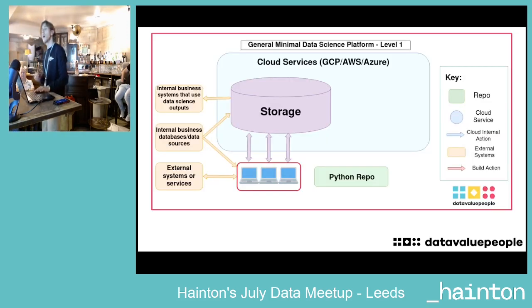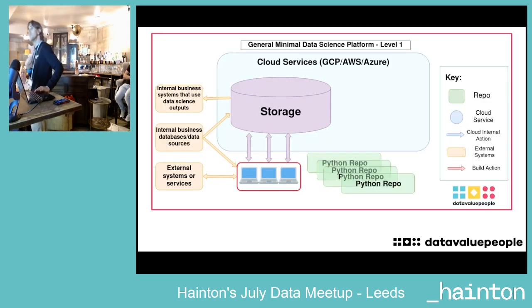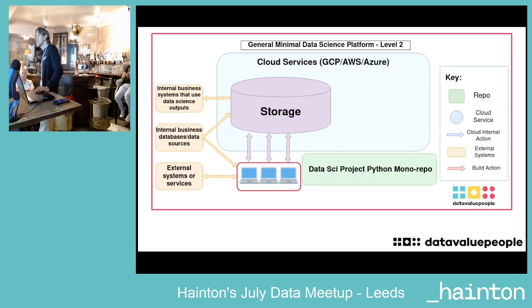Okay, so this is what we look like, level 1. This is the intermediate with all our many Python repos. This is painful. And now we just have one nice repo, and we resolved that pain.